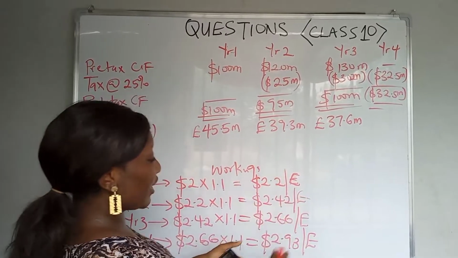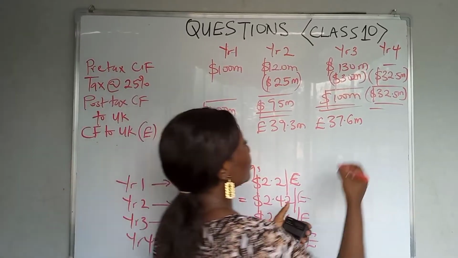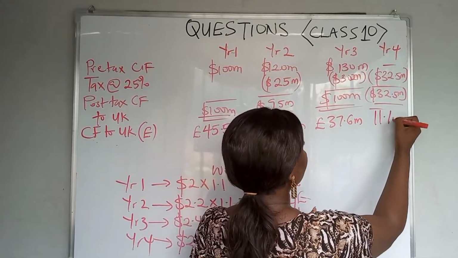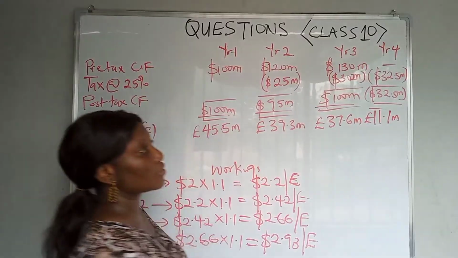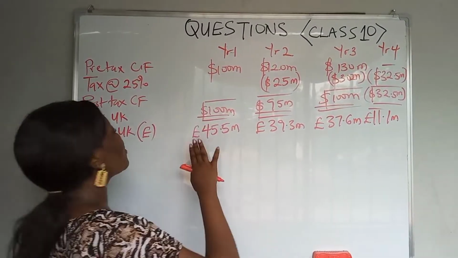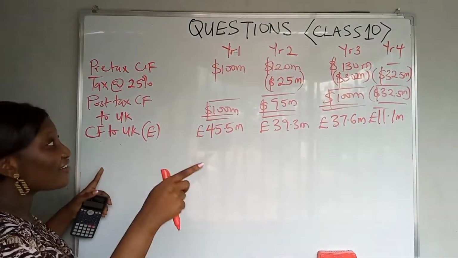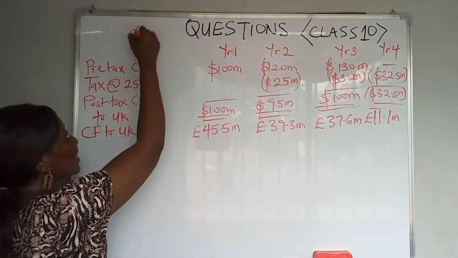32.5 divided by your exchange rate in year 4, 2.93. That will give you 11.1 million pounds. It makes sense. Now, when these people receive this cash in the UK, you think they'll just be cashing out? No, they still have an extra 5% tax to pay.